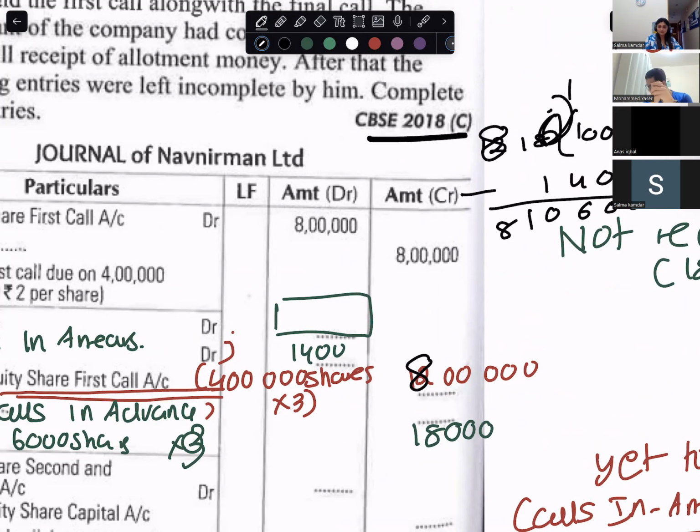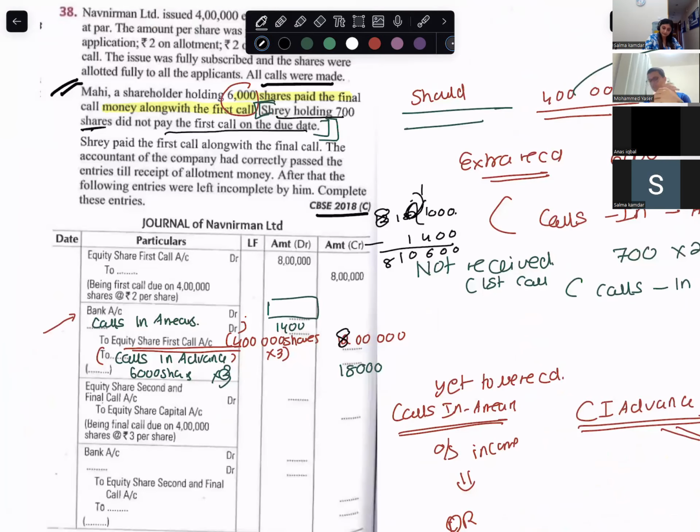Is this the amount? No, it's 8 lakh 16,600. So what is the error that we have done? It's 6,000 into 2, so this is 12,000. 18. And 700 into 2, 1,400. Calls in advance is including the second call, right? So it will be 3. Yeah, second call is 3, so it will be 18. It's including the first and final call. So 18,000 minus 1,400.